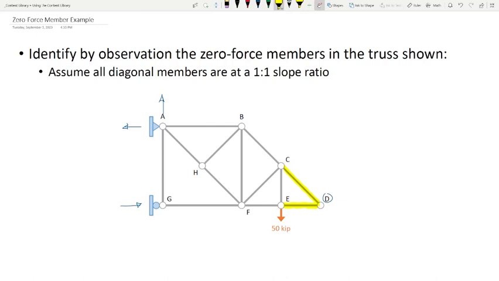Well, let me ask you a question. Let's look at joint G. So if I sum forces in the x direction, what does that tell me? It tells me this member. Sum forces in the y direction tells me this member.